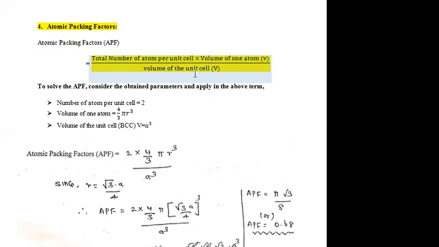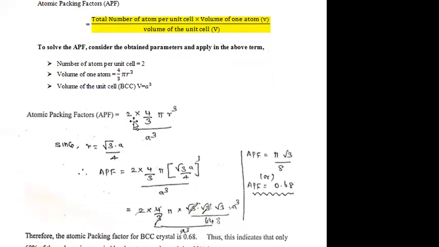Volume of a unit cell: we are considering a cubic structure, so for a cubic structure, the volume is A cube. Substituting the obtained and the known values in the above formula, we get 2 into 4 by 3 pi r cube by A cube. Since the radius we know is root 3 A by 4.